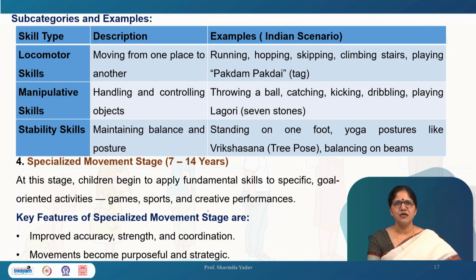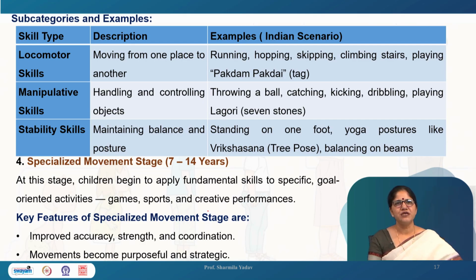Manipulative skills mean handling and controlling objects: throwing a ball, catching, kicking, dribbling, playing lagori, that is a 7-stone game. Stability skills mean maintaining balance and posture: standing on one foot, yoga postures like Vrikshasana, tree pose, balancing on beams.